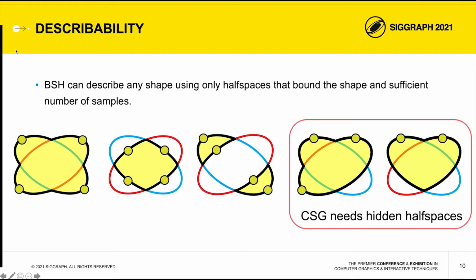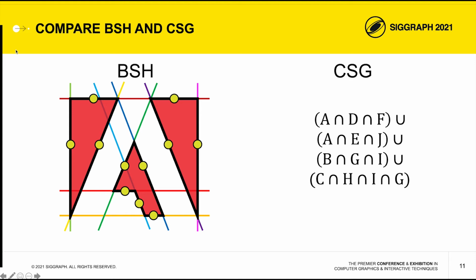Even for shapes that can be expressed by CSG without hidden half-spaces, BSH is often a more compact representation. For example, this simple Adobe logo can be represented by BSH using only 11 sample points. But CSG would need a much more complex Boolean expression, which is not easy for users to understand or edit.